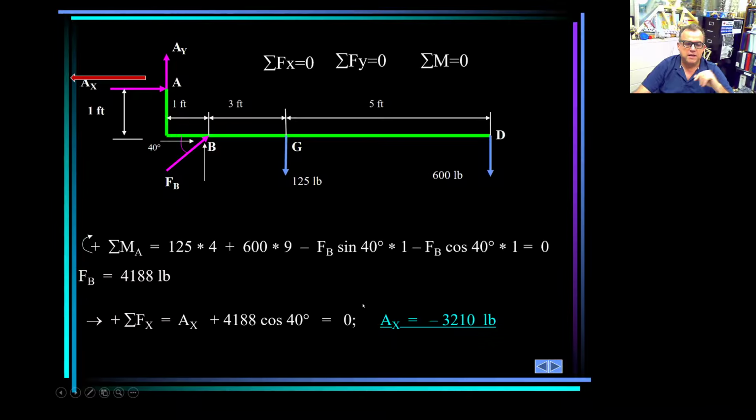What do I mean by that? Well, if originally I have a different problem like this and I put something to the left and I get a negative value, that means that it was going to the right. That's what I'm trying to say.